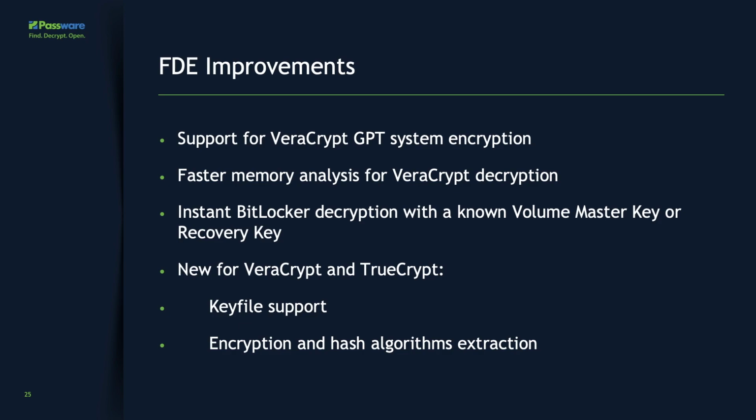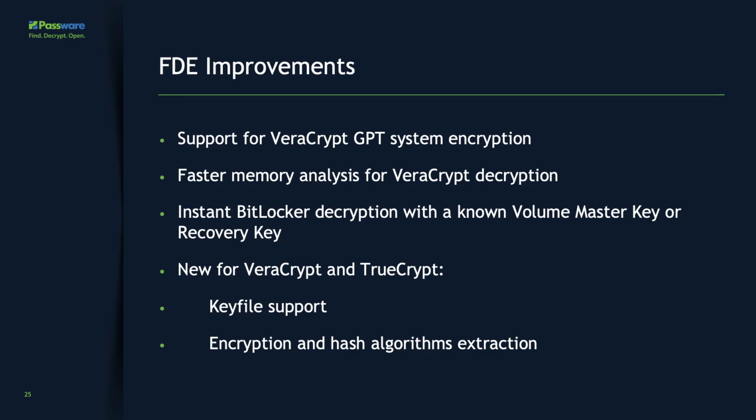Faster memory analysis for VeriCrypt decryption. Passware Kit automatically detects the operating system by analysing a memory image and runs only OS-specific processes for VeriCrypt key extraction, with the consequence of reducing the time spent on decryption.